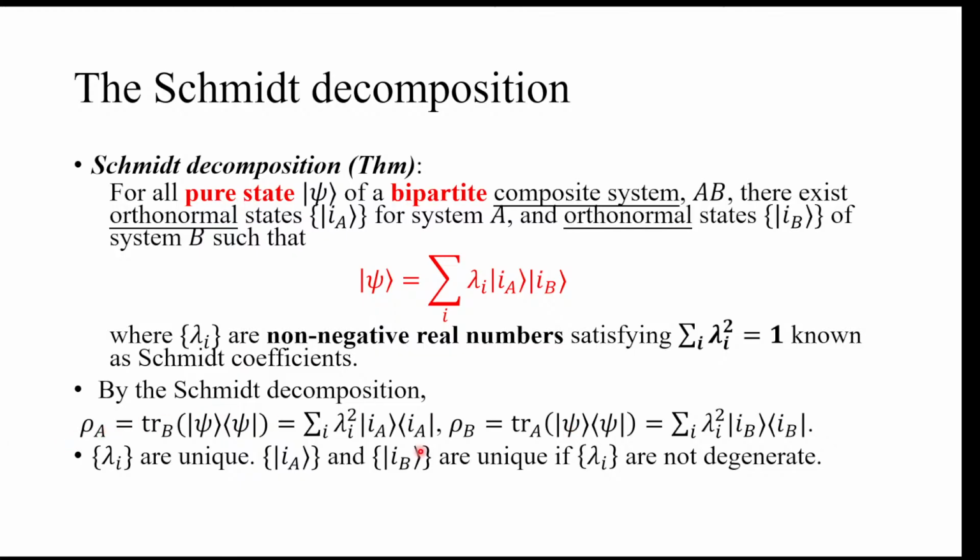From here you can see that rho A and rho B will have the same eigenvalues, all those lambda i squared.